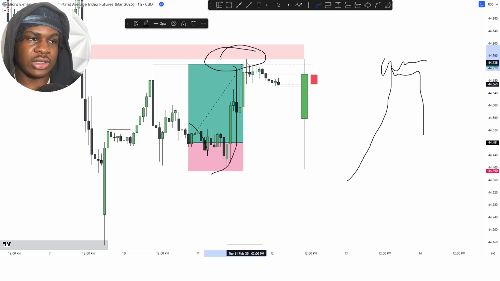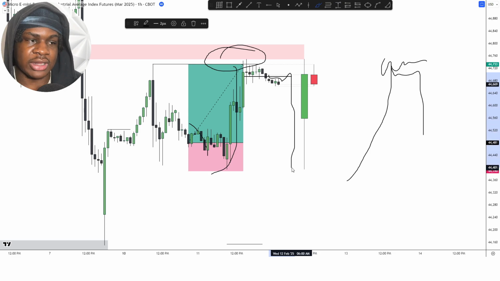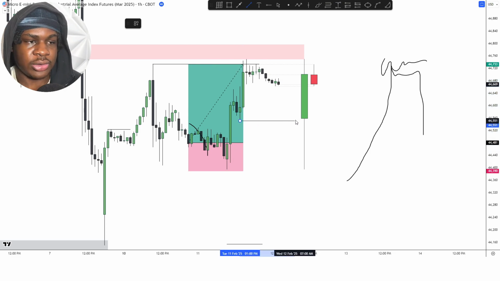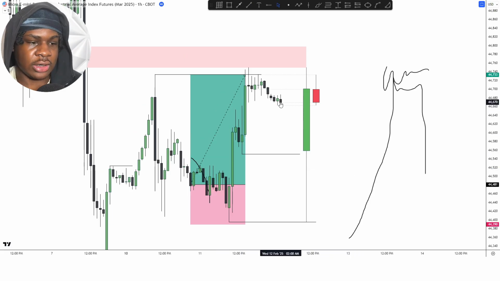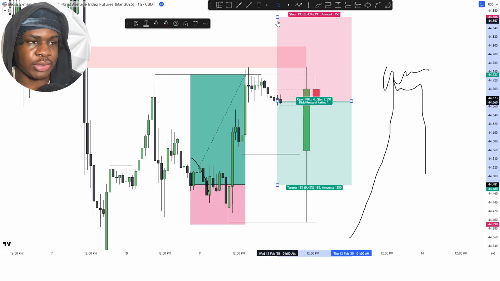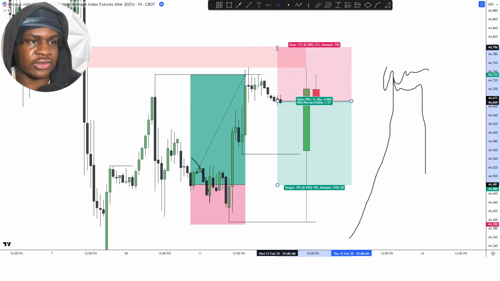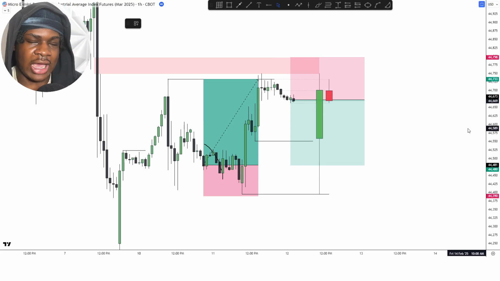Now what I want to do here is I want to frame a short at around this level to frame the manipulation move back low. Have this original low here as a level of liquidity, and then we potentially have these lower levels right here if price were to come down there. Around this area at around 1 a.m. I was able to frame my short setup right here, and I had my stop loss just back above this original high.